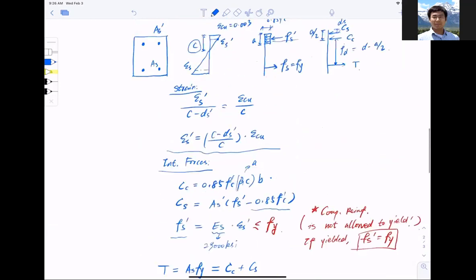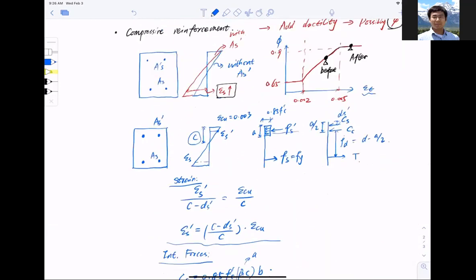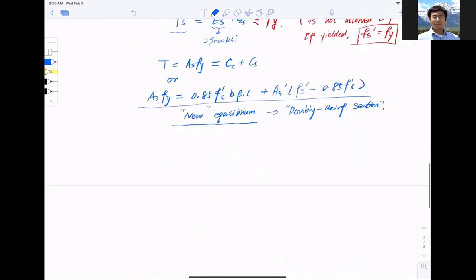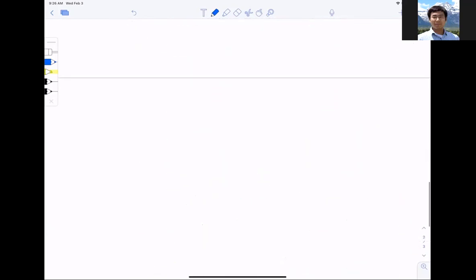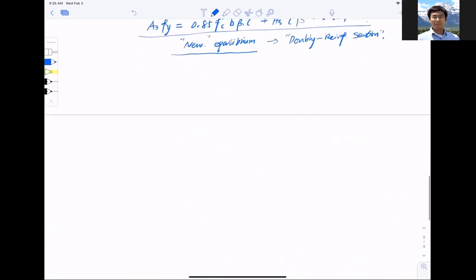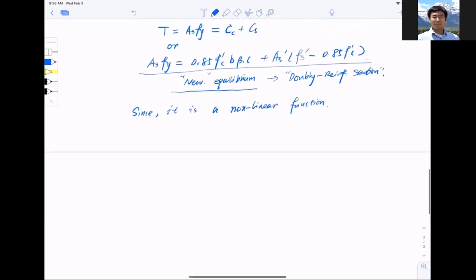Now, up to this point, we have covered all the concept and mechanism, but to really calculate, things are a little bit different. Why? Because it is a nonlinear function, which means this governing equation of equilibrium is nonlinear.